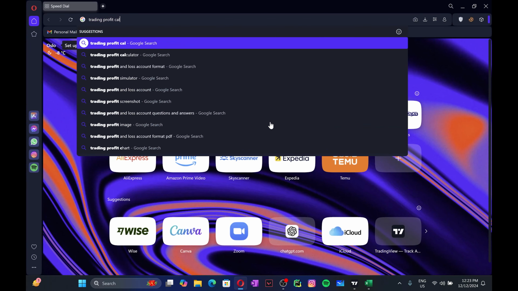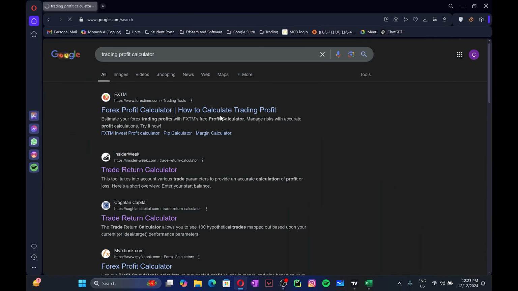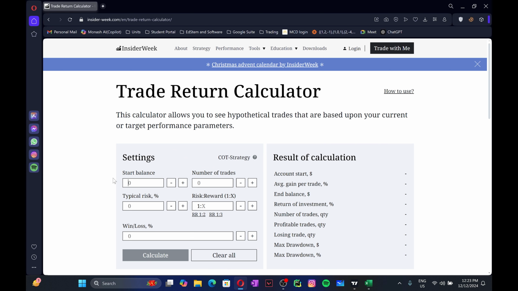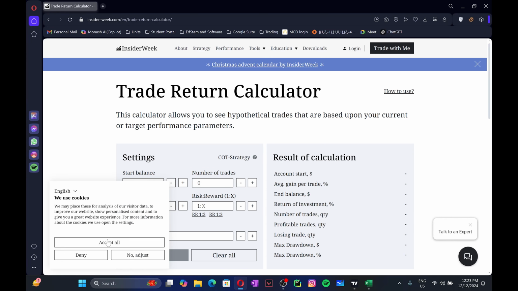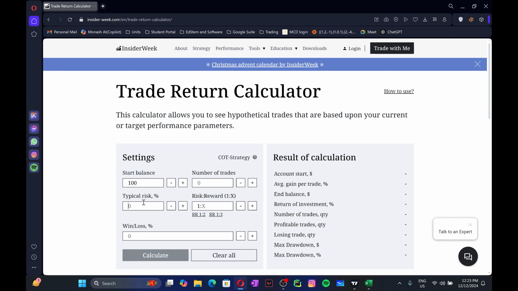Trading profit calculator. Yeah, this is the thing which I believe. Yep. So I'm gonna start off with $100 and my typical risk percentage, if that is $10, and the number of trades, I would make 10 trades, let's say, and the risk to reward ratio, let's say, is 1:2, and my win to loss percentage is 50, then I would get 40. So the end gain would be 147. So I would be getting a profit of $47 over 10 trades.